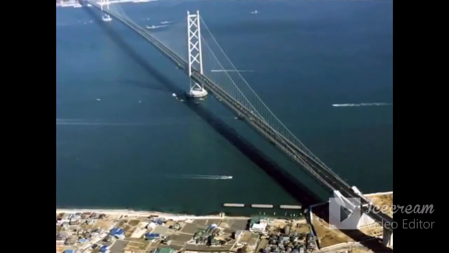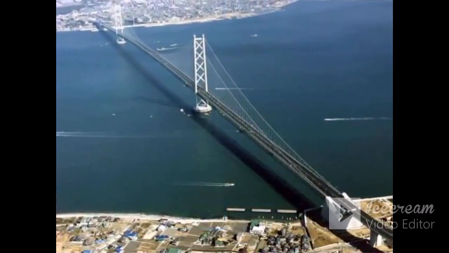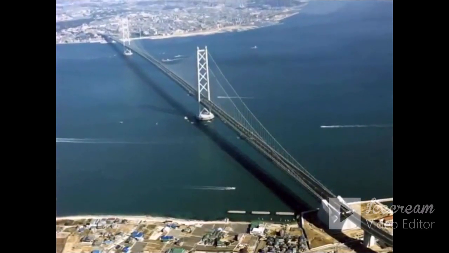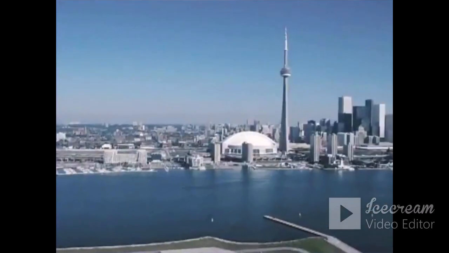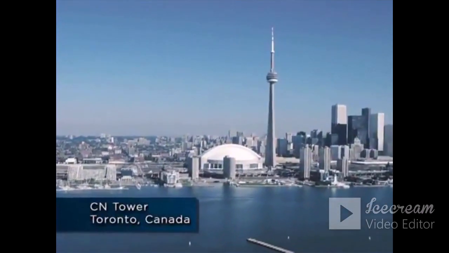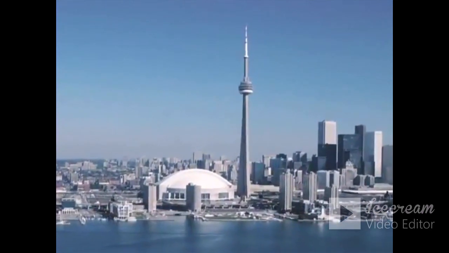In this category, I'd place structures of unprecedented height or span, as well as those that reflect particularly innovative technological achievements. Consider the Akashi Kaikyo Bridge in Kobe, Japan, a great structure simply because it is currently the world's longest bridge span. Or the CN Tower in Toronto, Canada. It was the world's tallest structure in 1976 when it was originally constructed.